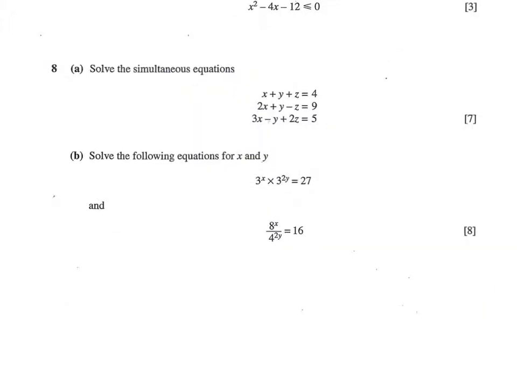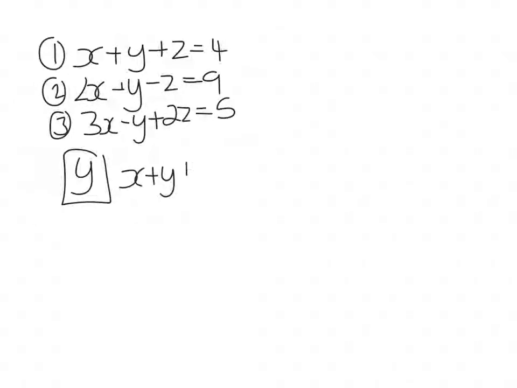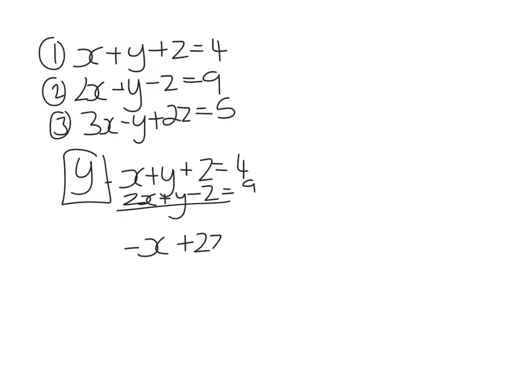June 2005, question 8. Solving 3 equations and 3 unknowns, you've got to decide what you're going to eliminate, and I'm going to eliminate y. Equations 1, 2 and 3, and I'm going to eliminate y first of all by taking equation 1 and subtracting equation 2. That gives me minus x plus 2z equals minus 5.